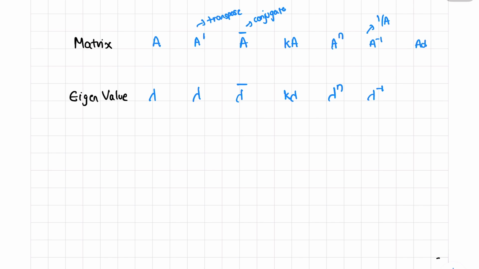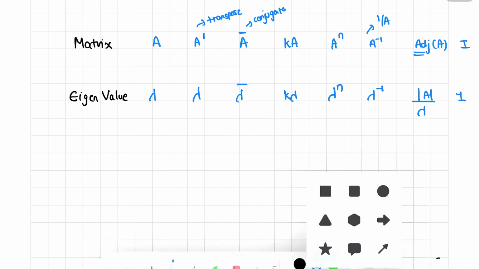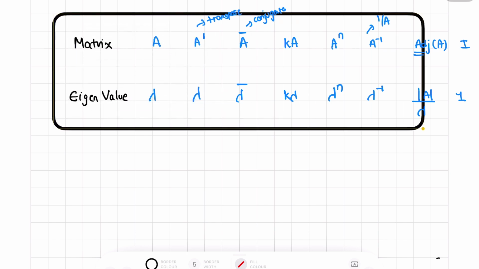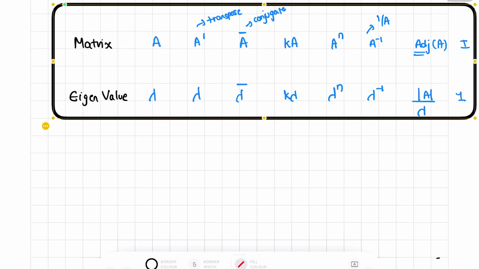Next is the adjoint of A. The adjoint matrix you might have studied in previous semesters. So the eigenvalue of this would be a little tricky, I would say, to remember, which is the determinant upon its eigenvalue. And the next one, I am writing it in the corner: if the matrix is A, then its eigenvalue would be 1. So this is an important table that you need to remember while solving the questions. So please note this down.